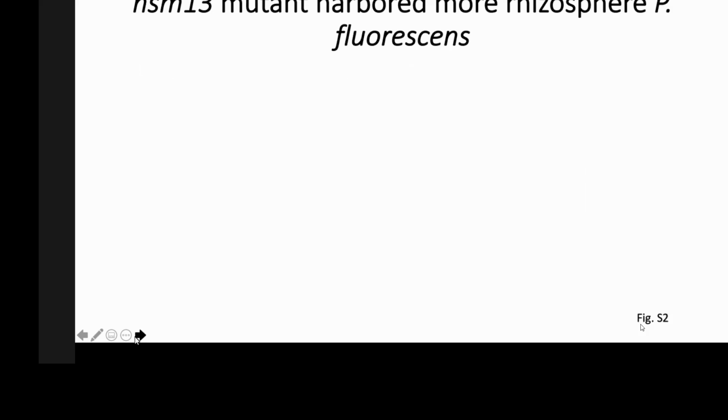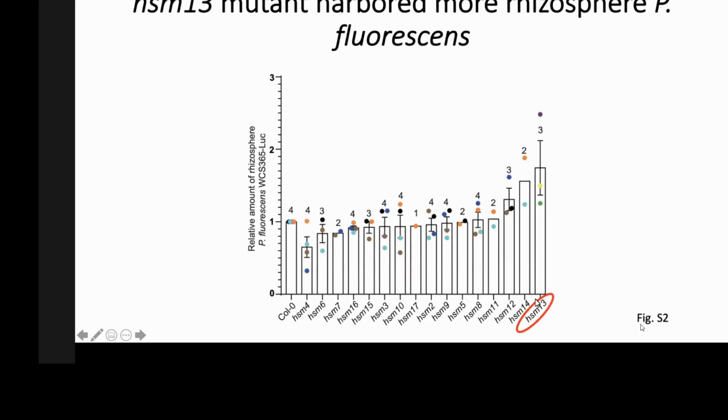Okay, so they did their screen, and here again, I'm showing you relative amount of Pseudomonas fluorescens in the rhizosphere, and this again was done in their gnotobiotic system with wild type. They looked at the 16 different HSM mutants, and they got this hit that I think they mentioned in the paper was consistently high. So the levels of Pseudomonas with this mutant were consistently higher as compared to wild type. So this is HSM13, and this is the focus for the rest of the paper.